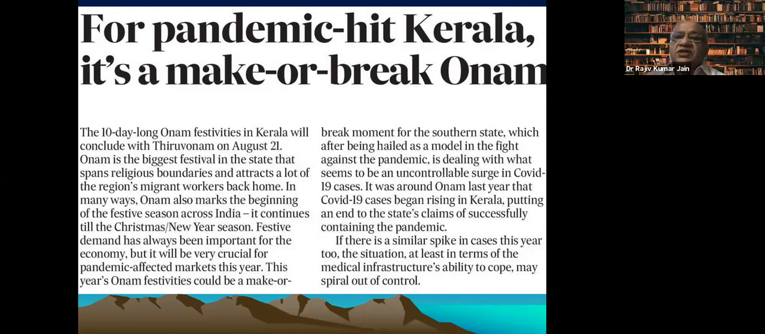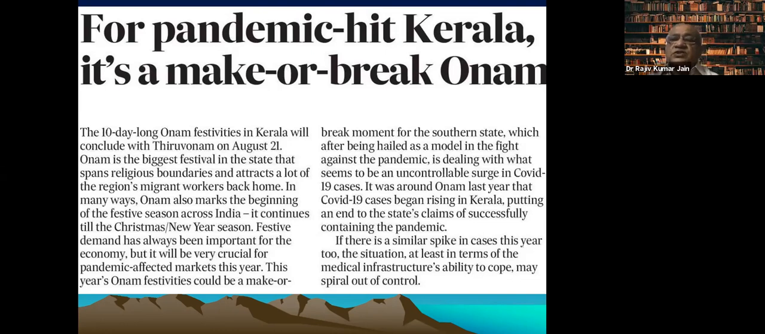Onam is the biggest festival in the state that spans religious boundaries and attracts a lot of the region's migrant workers back home. In many ways, Onam also marks the beginning of the festive season across India. It continues till the Christmas and New Year season. Festive demand has always been important for the economy, but it will be very crucial for pandemic-affected markets this year.